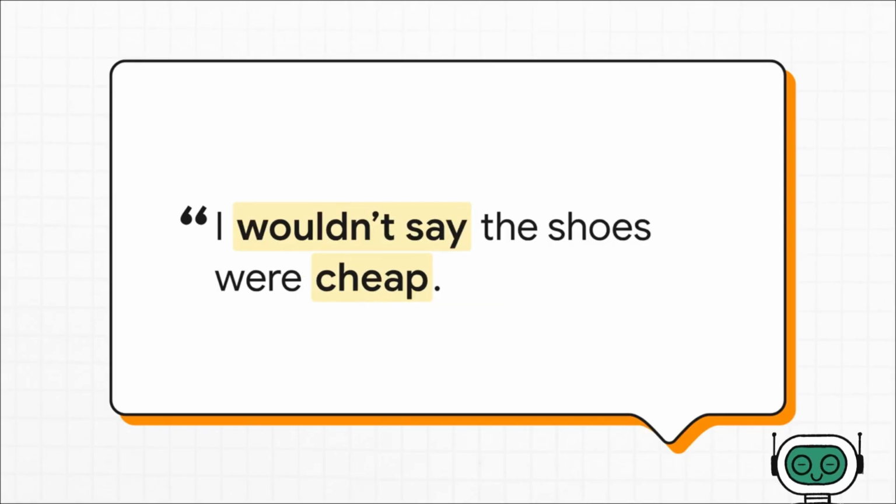Negation is another classic tripwire. The sentence has the word difficult, which is negative, but the phrase I wouldn't say flips the meaning entirely. This is a subtle point, but it's exactly the kind of nuance that makes sentiment analysis so tricky.